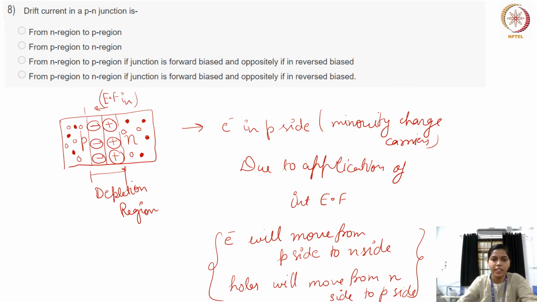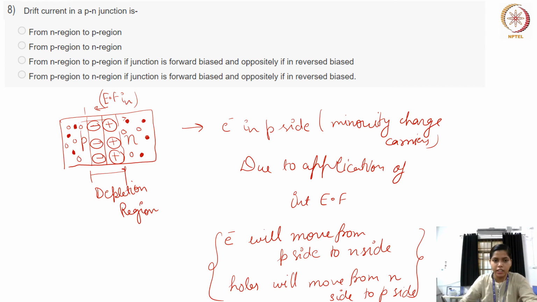So this point is clear. Due to the application of this internal electric field, what will happen? These electrons will try to move, due to the drift, from the p side to the n side, and the holes in the n side will try to move from the n region to the p region.